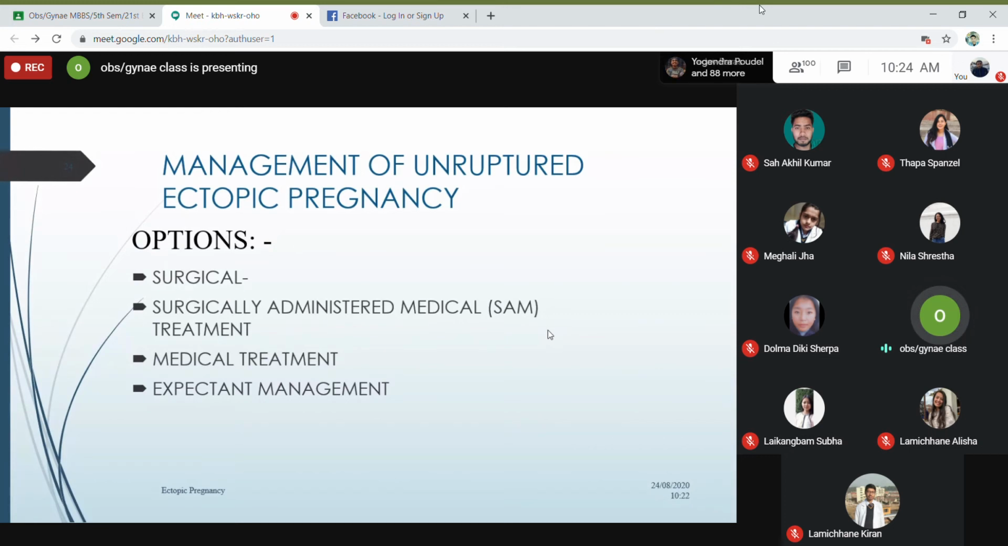So this can be done under ultrasound guidance. Okay, or medical treatment. Medical treatment means you're giving a systemic injection, systemic or IM. And expectant management, what I told you, is doing nothing. You're just keeping her under observation, sending a few blood investigations, and you're waiting for nature to do its course. Okay, so these three for unruptured ectopic.